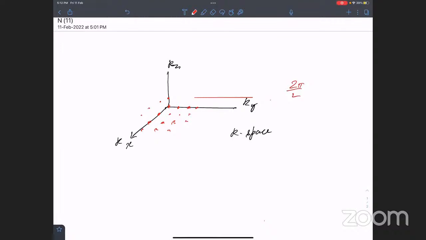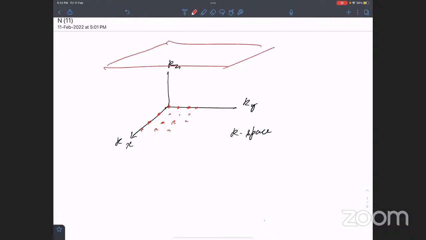If I do 2D, then what happens? Then there will be one region here, and the next solution for kz will be somewhere here, very far away, right? So the distance between this plane and this plane will be 2 pi by A, where A is the spacing in the Z direction. Because A is smaller than L, there will be a huge distance between this plane and this plane, right?